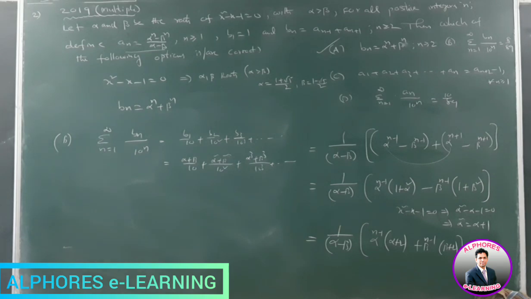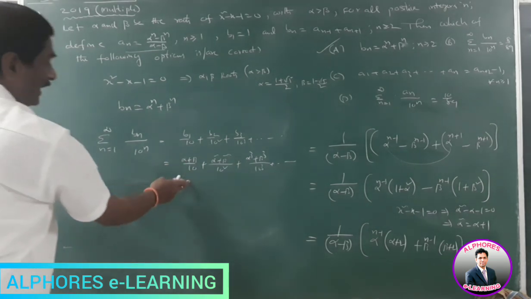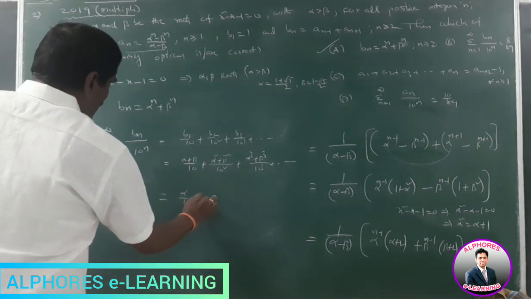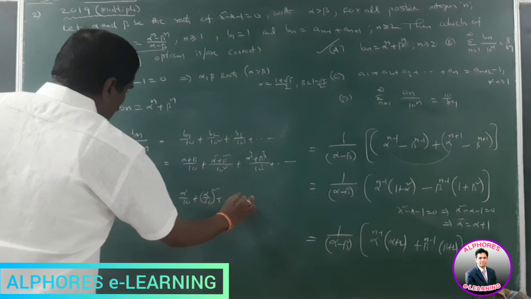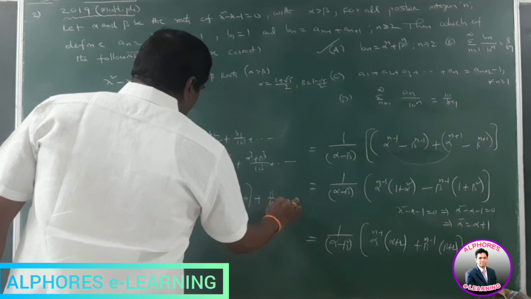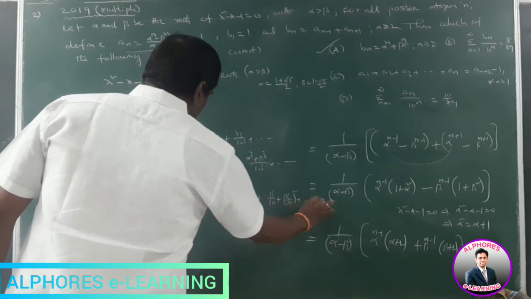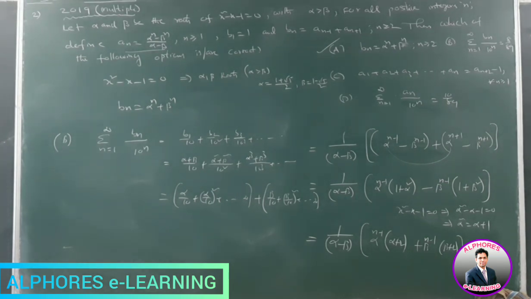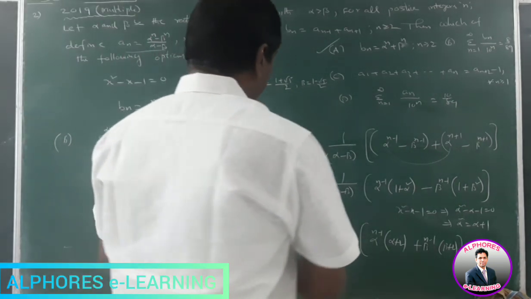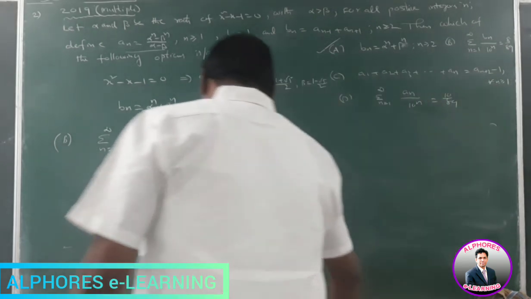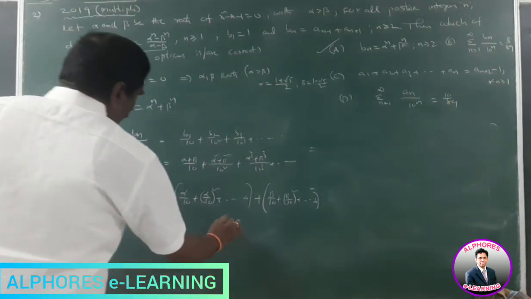In this case, we get two infinite series. First one is alpha by 10 plus alpha by 10 whole square plus so on, infinite. And again beta by 10 plus beta by 10 whole square plus so on, up to infinity. By using the infinite GP, S infinite is equal to A by 1 minus R.